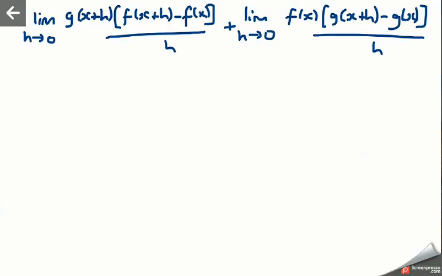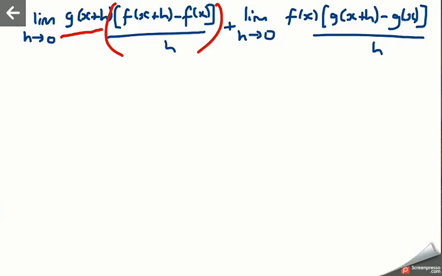Okay, and now we need to use basically the limit of the products is equal to the product of the limits. And so we've got a product here because we've got g of x plus h times this thing. And we're taking the limit as h gets closer and closer to 0 of this thing times this thing.